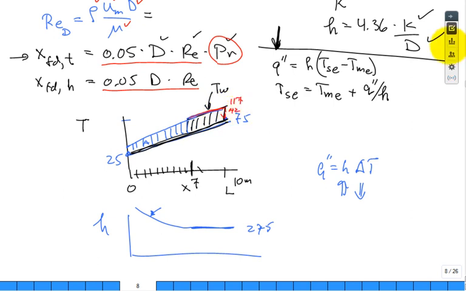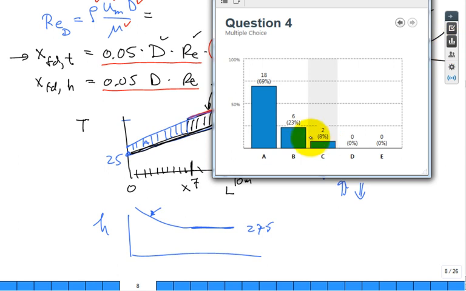For this problem, let's grade it. It's pretty good. 70%.